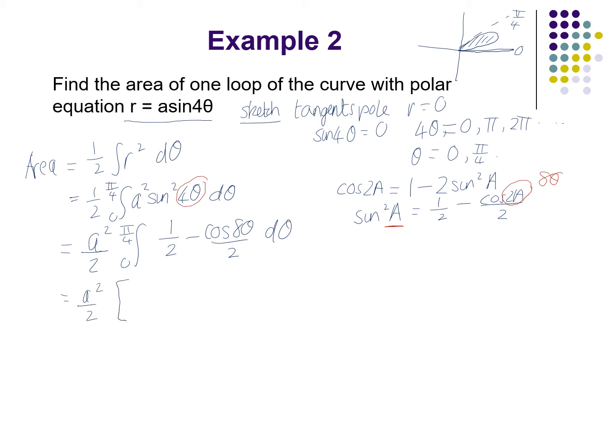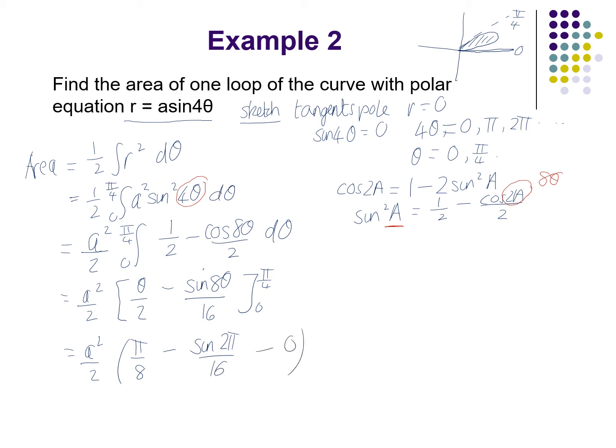Square brackets. Half goes to theta over 2. Cos goes to sine of the same argument. Don't forget, because it's 8 theta, I get the divide by 8, so that will become over 16. Okay, apply my limits mark. So pi by 4, that becomes pi by 8 minus, what's that going to be? That's going to be sine of 2 pi over 16. And then minus, all of that's going to be 0.